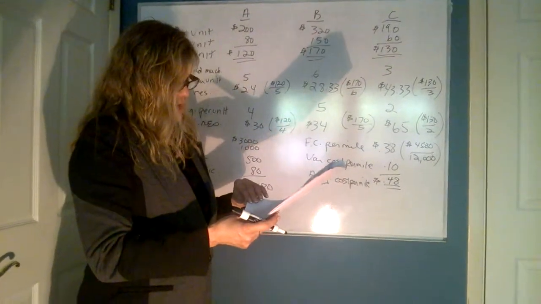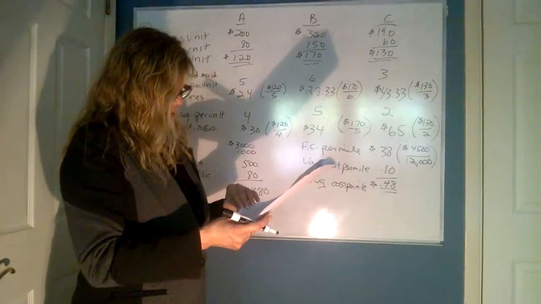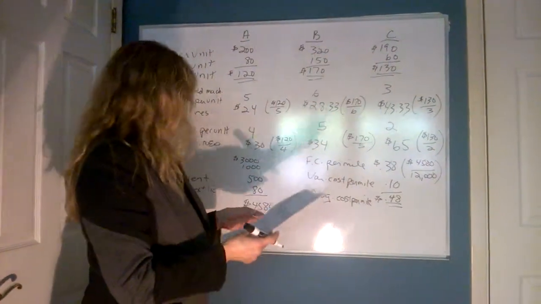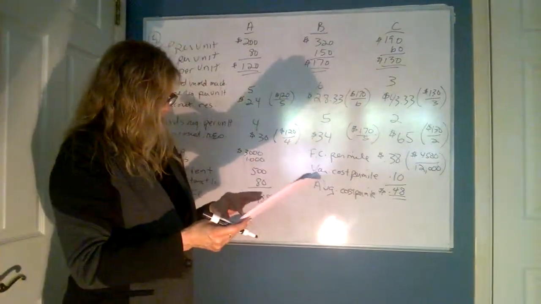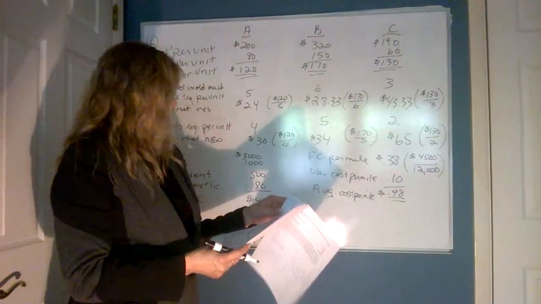The next part of the question is what costs above are relevant to the decision? The relevant cost is the variable operating cost, right? The rest we have are fixed, so the relevant cost is our variable operating cost.